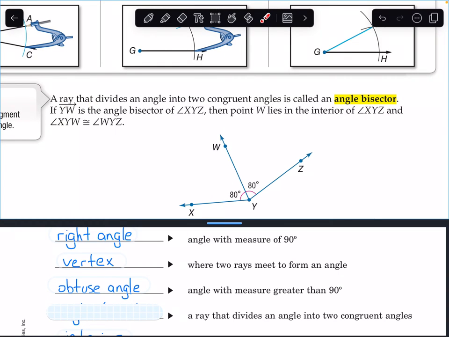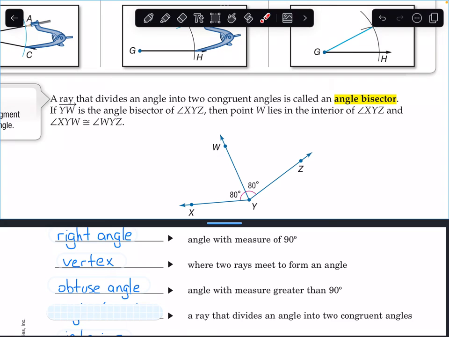And now a ray that divides an angle into two congruent angles is called an angle bisector. I think we had segment bisectors before as well. Here's now an angle bisector. If ray YW right here is the angle bisector of angle XYZ, then point W lies in the interior of angle XYZ. Notice here is the angle, the smaller region is the interior side. W is in that interior.